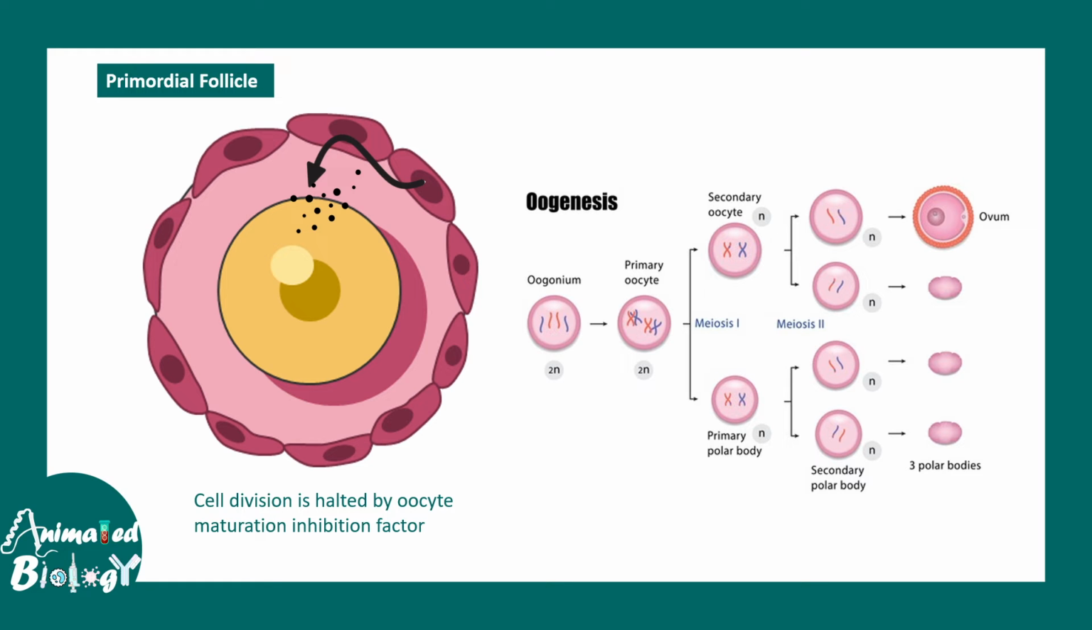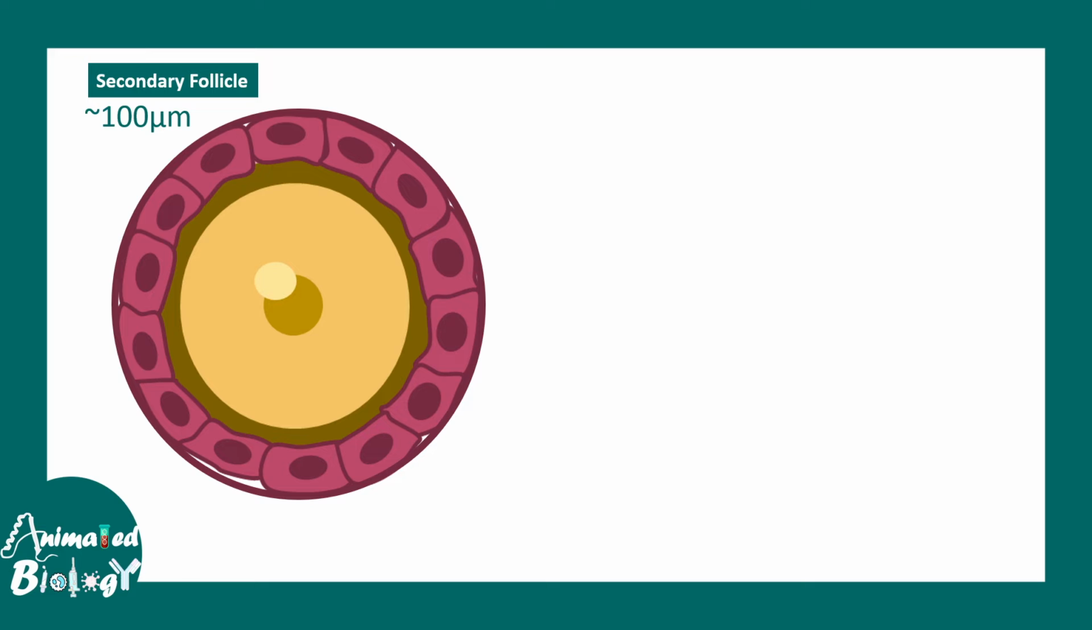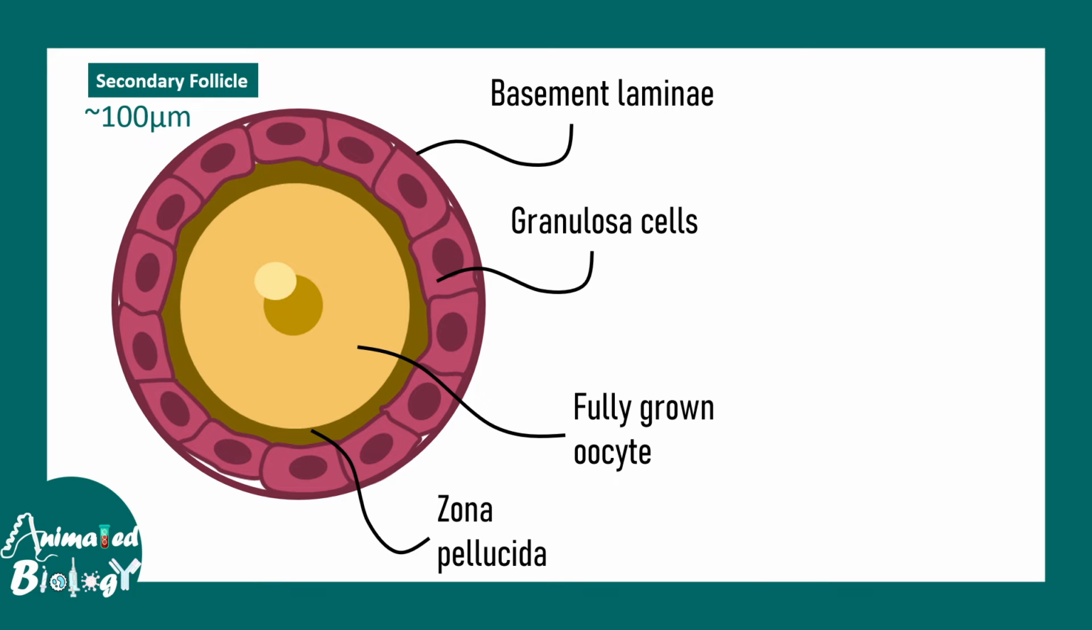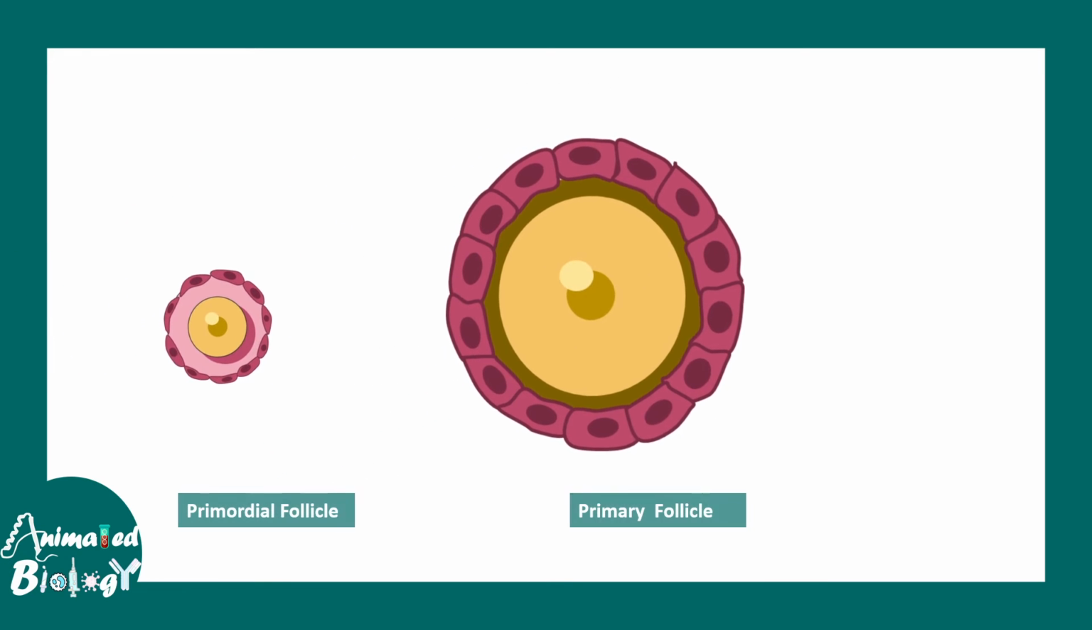Now, basically, there are specific cell division events that are happening. Now, there would be also secondary follicle. Secondary follicle is about 100 micron thickness. Secondary follicle has a thicker granulosa cells. Here you can see the basement lamina is also formed at this point of time. Granulosa cell become more cuboidal. The oocyte is now fully grown and zona pellucida develops.